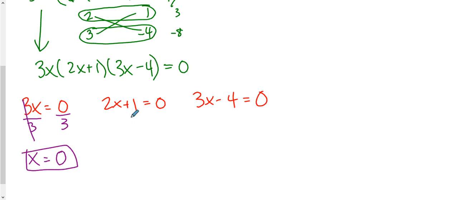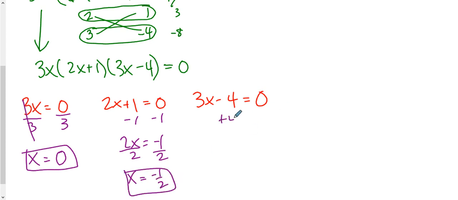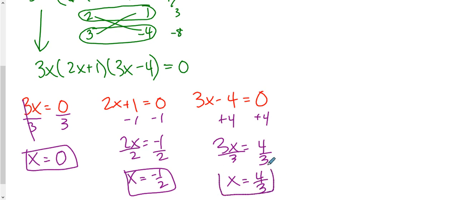All right, this next one I'm going to subtract 1 and then divide by 2. So x equals negative 1/2. And then the last one, we're going to add 4, and then divide out 3, and so x equals 4/3. And those should be your 3 answers. Again, I can verify I had 1, 2, 3 x's. I now have 1, 2, 3 solutions. So just make sure that those match.